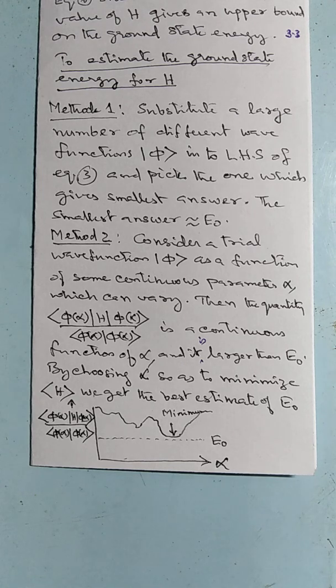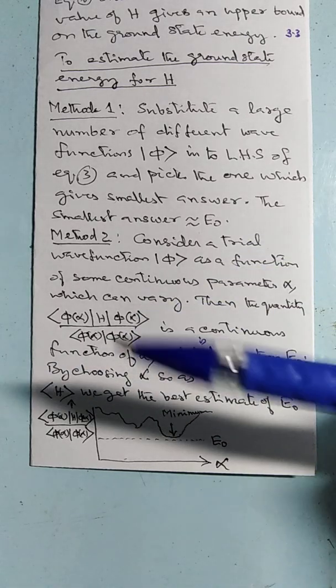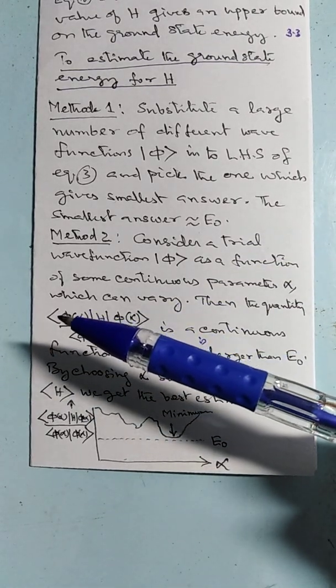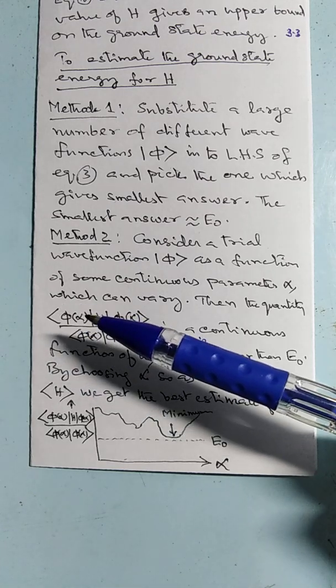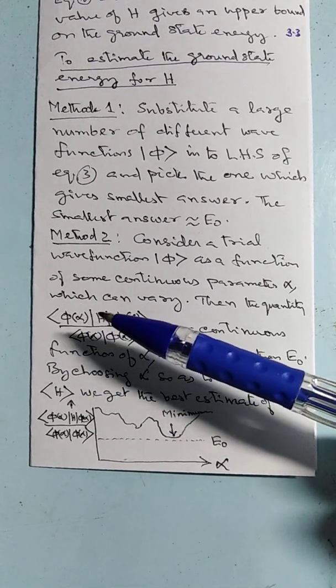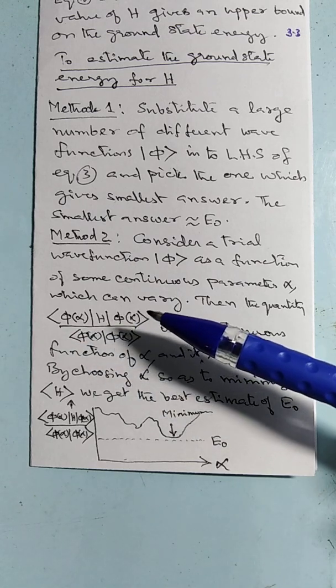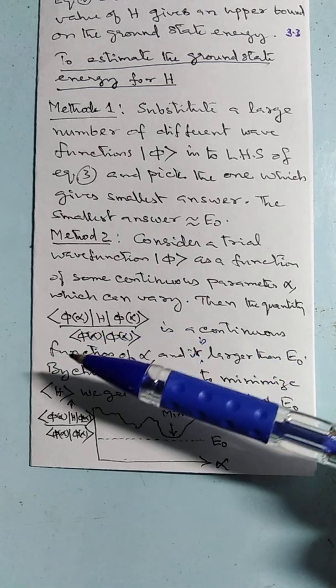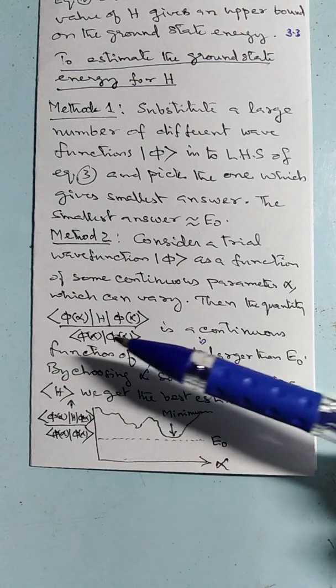We consider a trial wave function φ which is a continuous function of a continuous parameter alpha. This alpha can vary. Then we find the expectation value of H using this |φ⟩ that is shown here. The expectation value of H is ⟨φ(α)|H|φ(α)⟩ divided by ⟨φ(α)|φ(α)⟩.